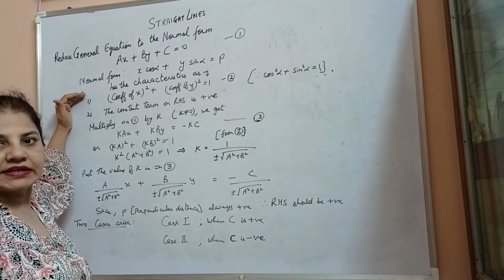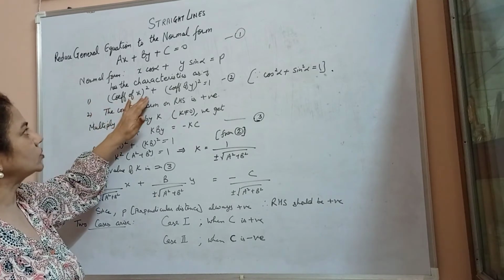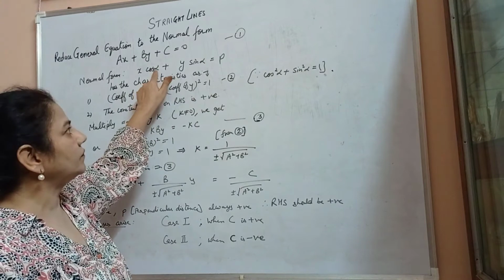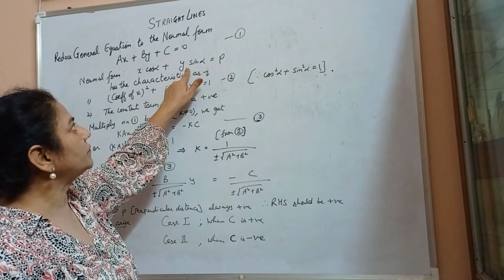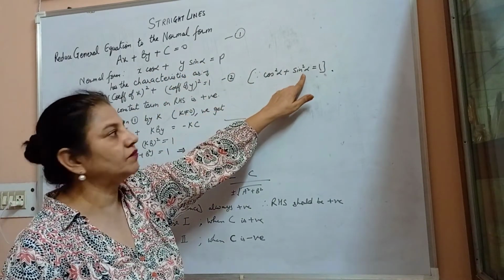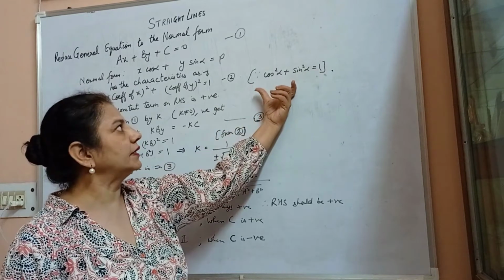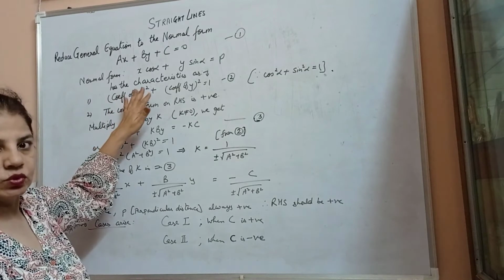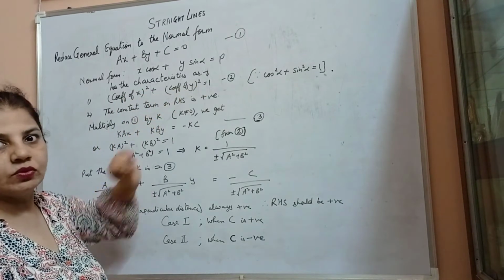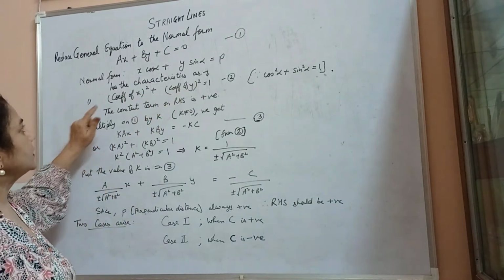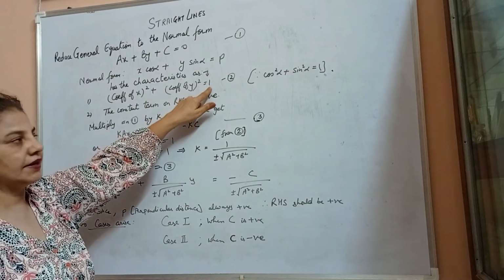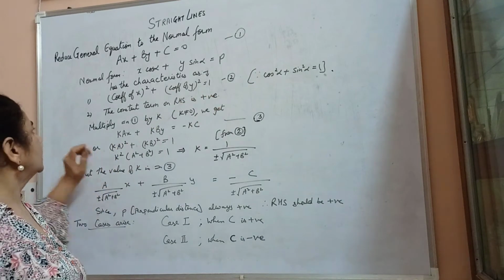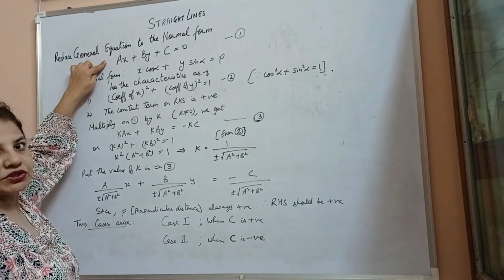This normal form has a characteristic: the coefficient of x whole square plus the coefficient of y whole square is equal to 1, because the coefficient of x is cos alpha and the coefficient of y is sin alpha, and we know the identity cos square alpha plus sin square alpha is equal to 1. Also, since the right hand side is p, the constant term on the right hand side is always positive.